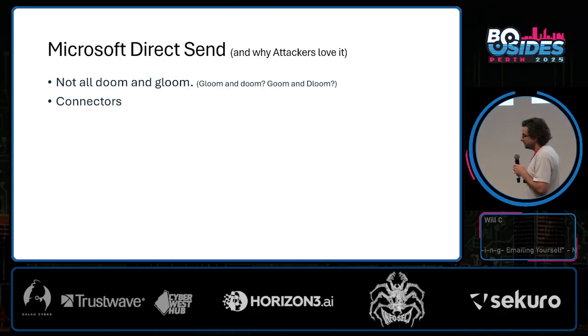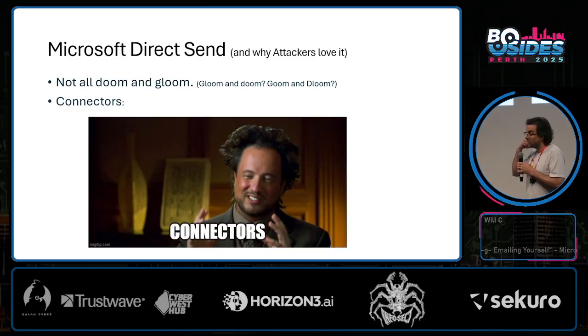It's not all doom and gloom. Microsoft have this concept of something they call connectors. I've tried reading up on them, in my head it just does not click. But basically, you can control certain transport mail flows to say, if something is coming in via direct send, I just want you to drop it. We don't need it.